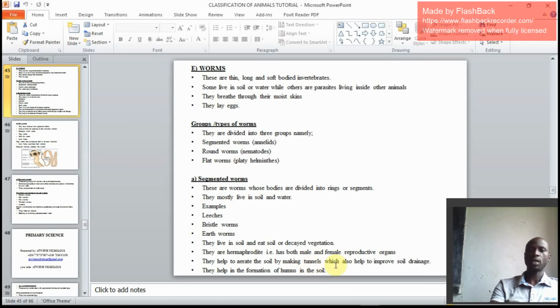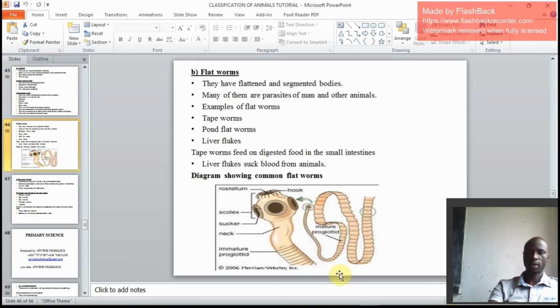Or they may ask, how do earthworms aerate soil? You say by making tunnels. And they also improve soil drainage. Those tunnels aid in soil drainage. They help in the formation of humus because they eat and make organic matter decay.